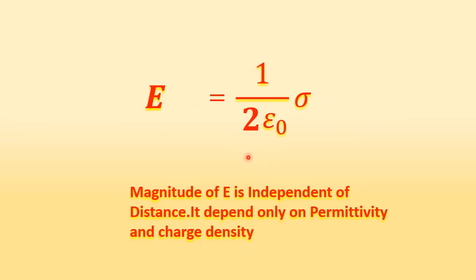In this equation, the magnitude of E is independent of distance. There is no term for distance. It depends only on permittivity and charge density.